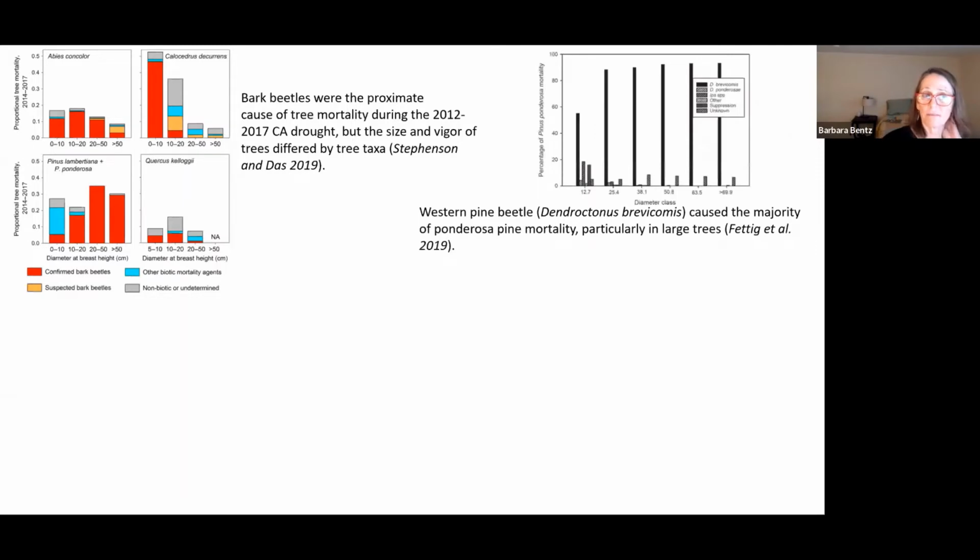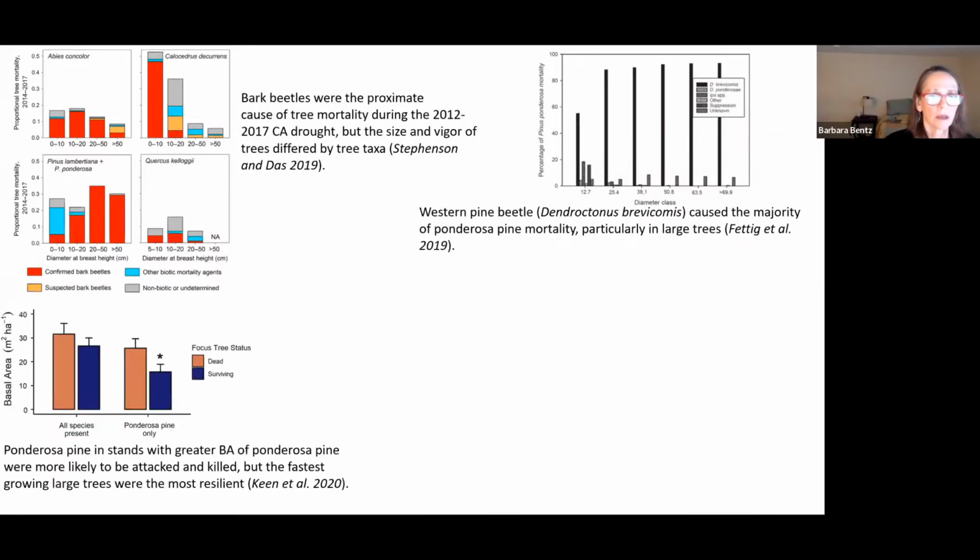This was also found by Fedek et al., who also showed that Western pine beetle, Dendroctonus brevicomus, was the proximate cause of the Ponderosa pine mortality. Ponderosa pine in stands with greater basal area of Ponderosa pine, which is something that's often found, were also more likely to be attacked and killed. So Rachel Keene and her colleagues, however, found that the fastest growing large trees could also be the most resilient to both drought and beetles.